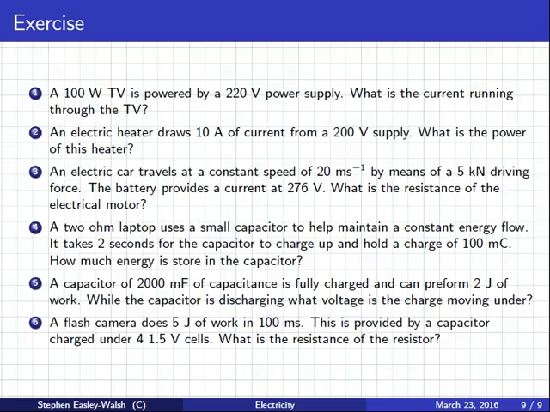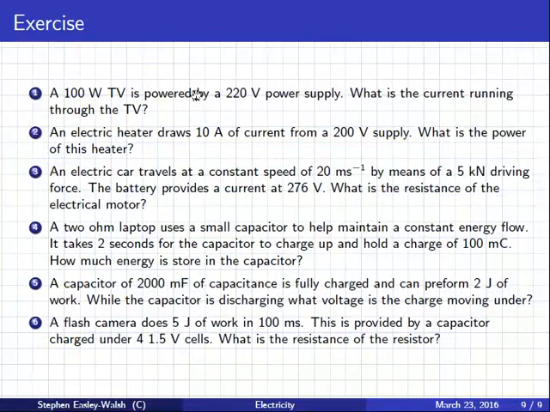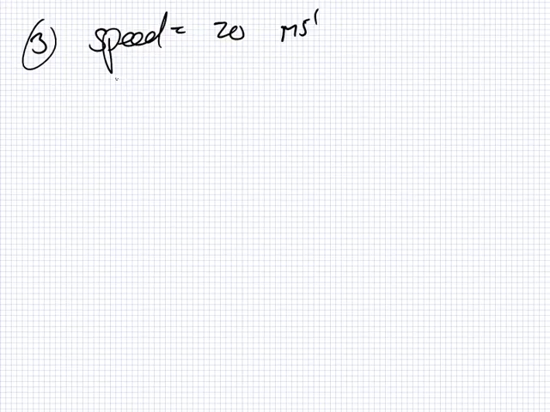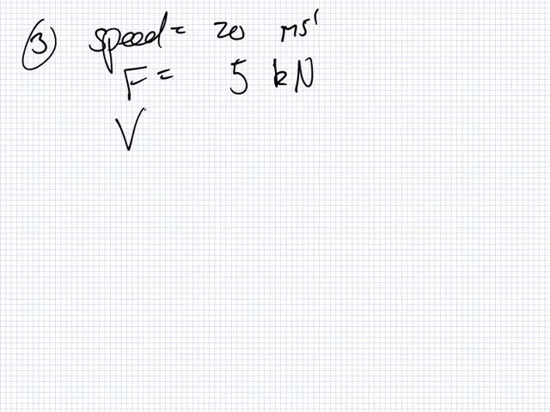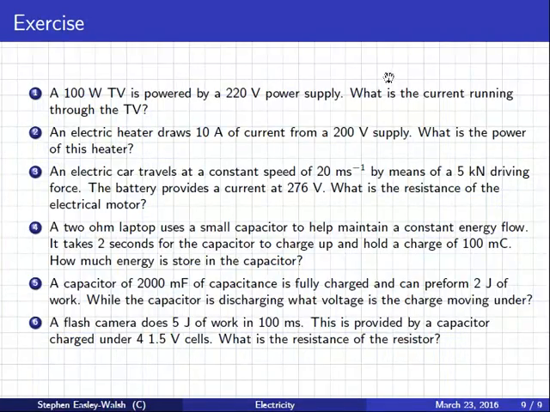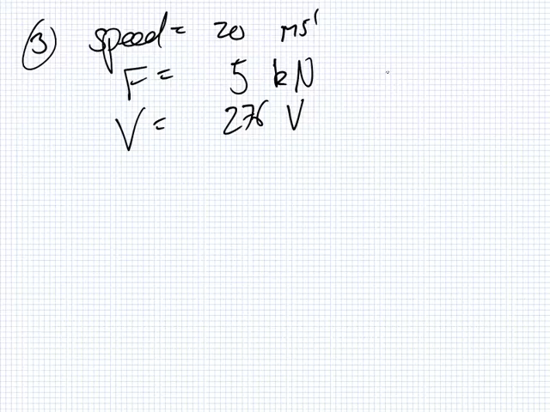Number 3 is a bit sneaky, it seems. Let's have a look at 3 then. So, we know the speed of the car is 20 meters per second. The force is 5 kilonewtons. And the voltage of the battery in the car? 276 volts. Yes. And we would like to know the resistance. Okay. Let's see what we can do.